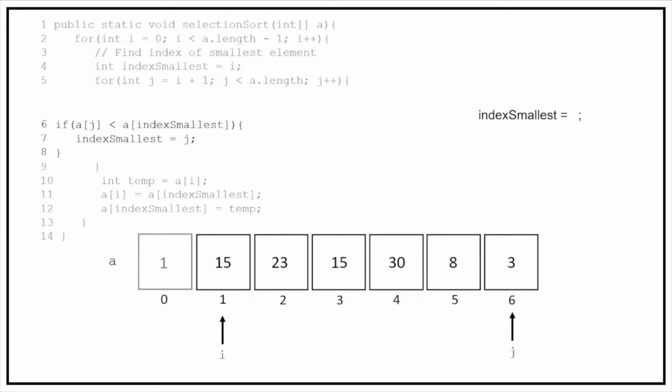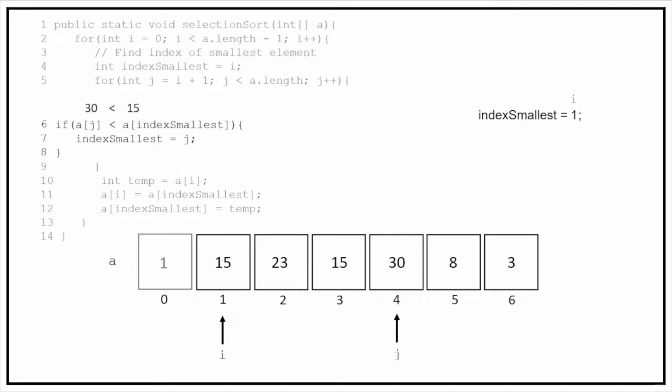Now we start the process over. First we initialize index smallest to i, which is index 1. Now we set j to i plus 1, which is index 2, and begin the questions. Is 23 less than 15? False. This means nothing happens, and j moves forward. Is 15 less than 15? Not really. This means nothing happens, and j moves forward.